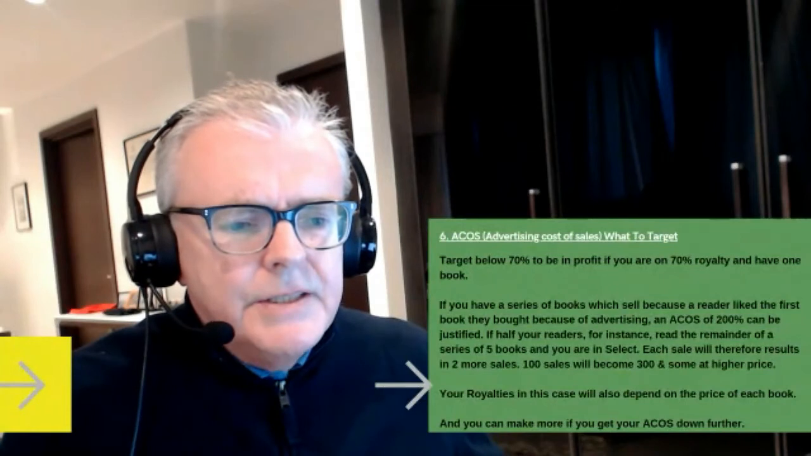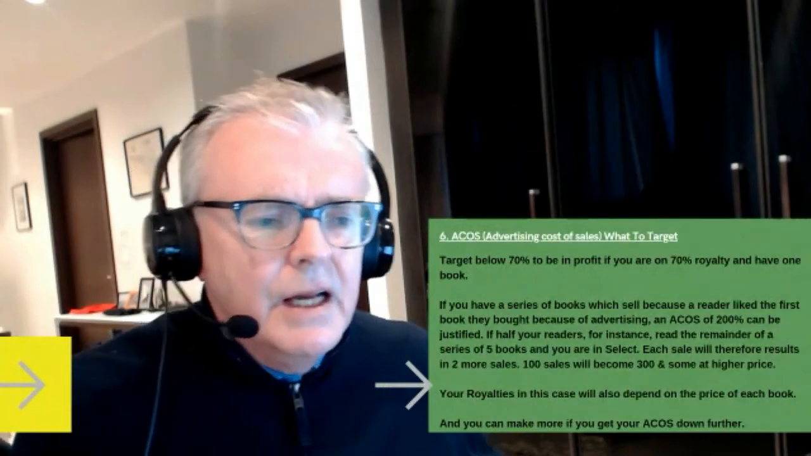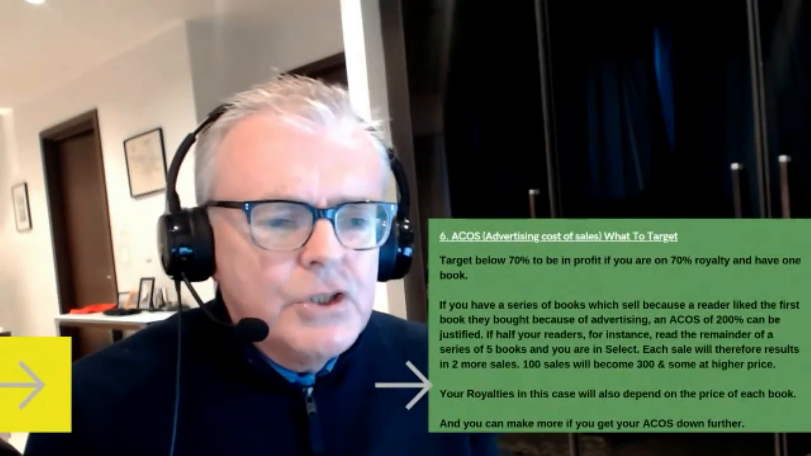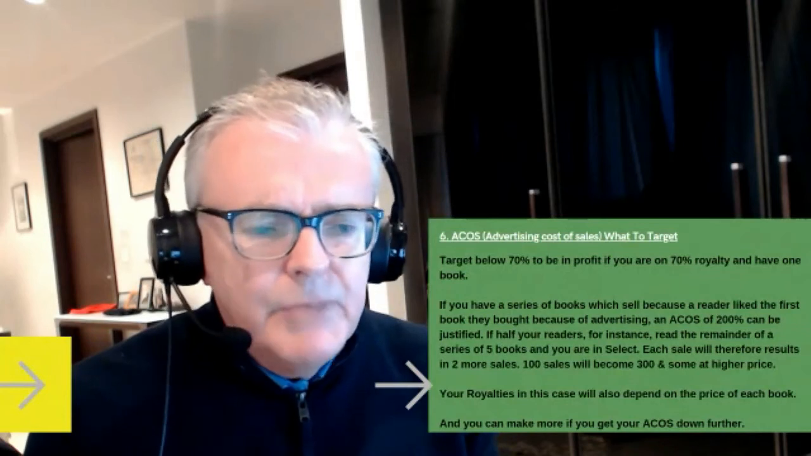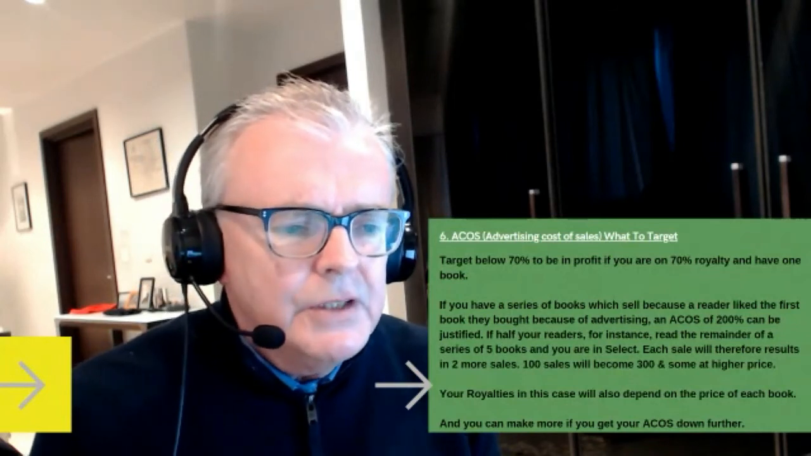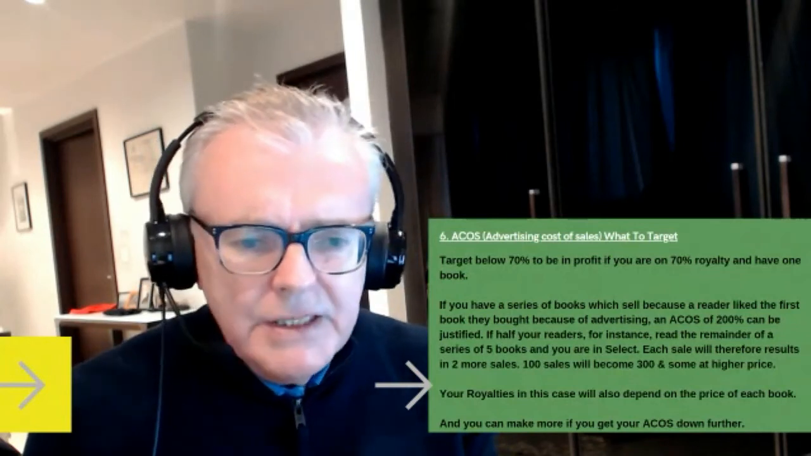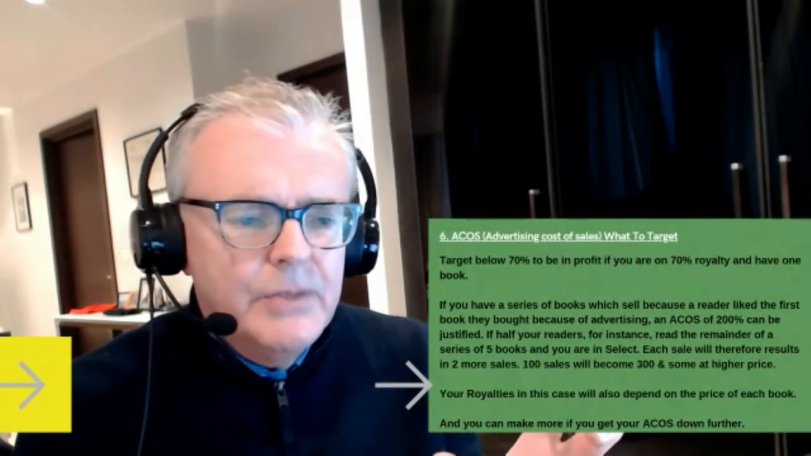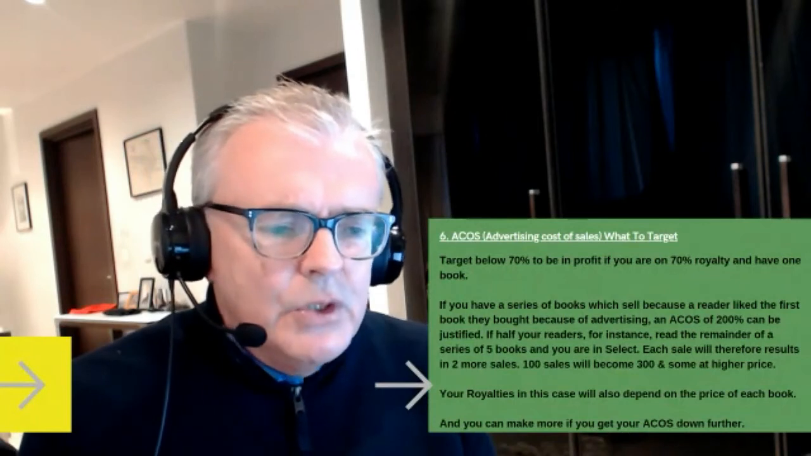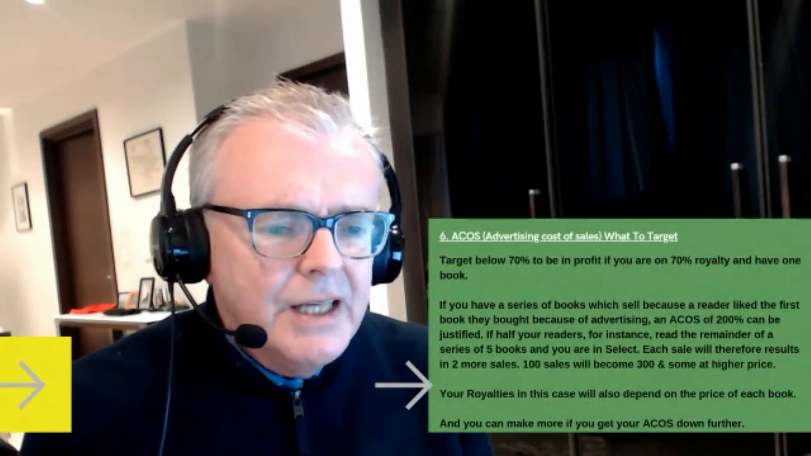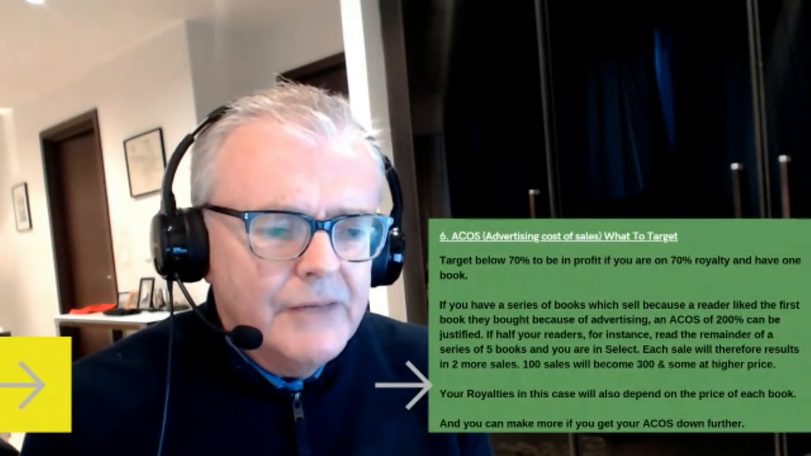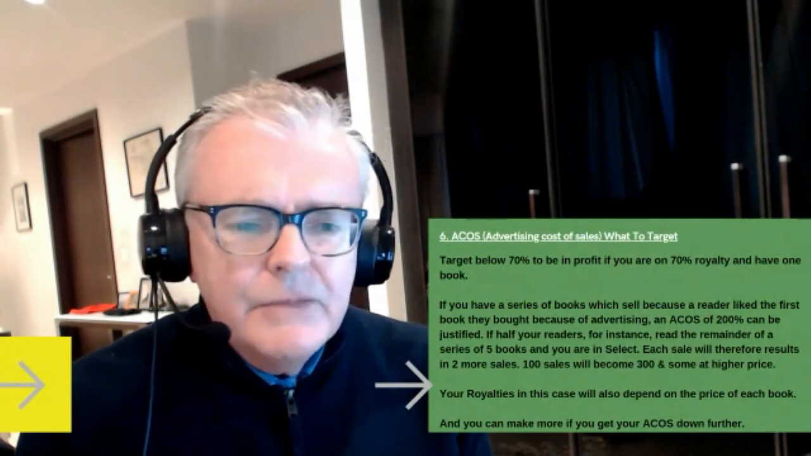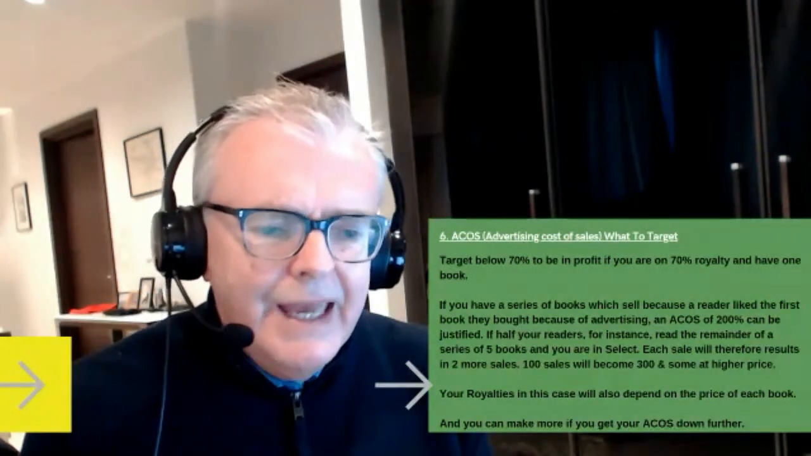ACOS is the advertising cost of sales, and what to target. Typically below 70% could be in profit, if you are on a 70% royalty system, which means if your ebook is between those price points. If you have a series of books which sell because a reader liked the first book they bought because of advertising, an ACOS of 200% can be justified.